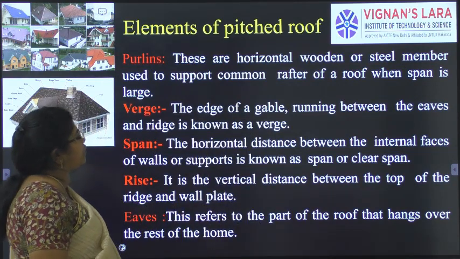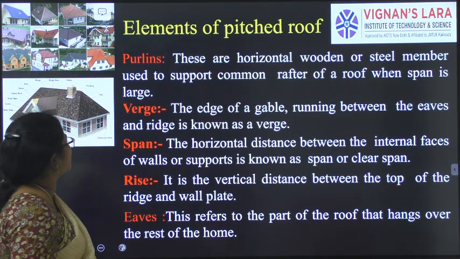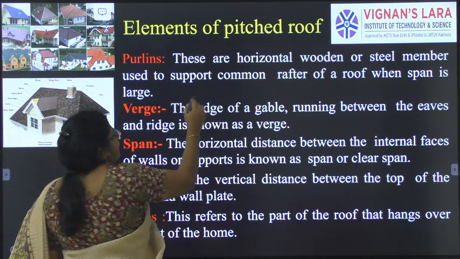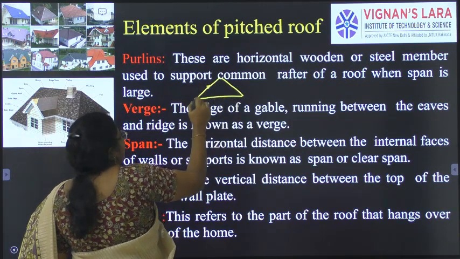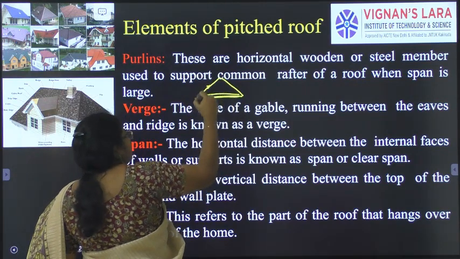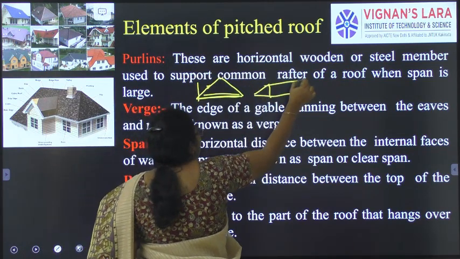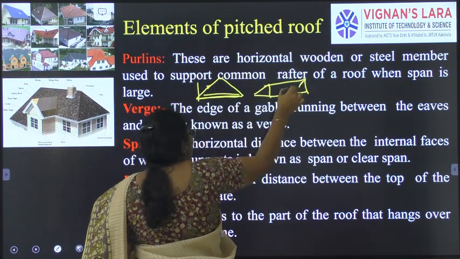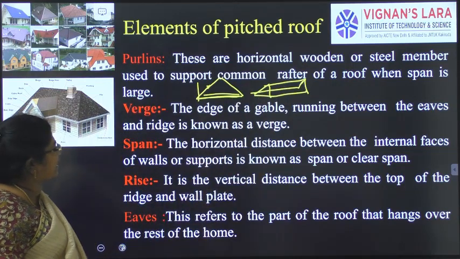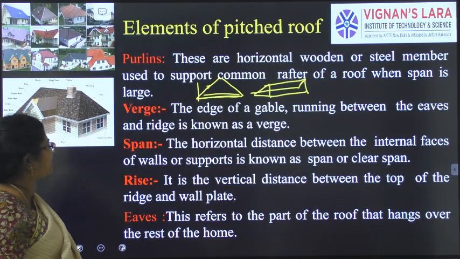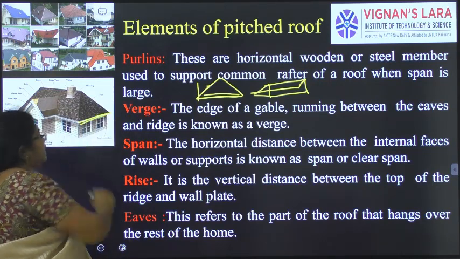Purlins are the horizontal wooden or steel members used to support the common rafter of the roof where the span is large. If there is a large span like this, then we will have purlins to support in this direction. So that we call a purlin. Verge is the edge of the gable running between eaves and ridge. One part into another part we call the verge.